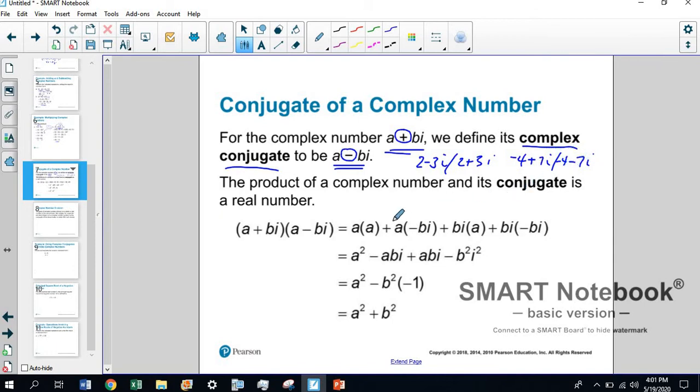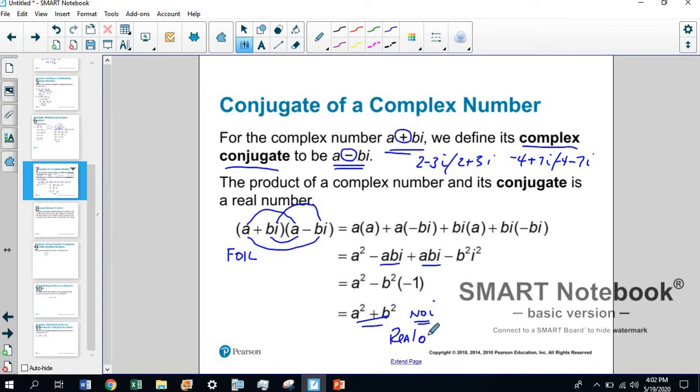That's all you do. Now look at what happens when you FOIL this out. If we FOIL this out, we get a times a, which is a squared. You get minus abi and plus abi, and then you get minus b squared i squared. Well, minus abi and plus abi gives you 0. i squared is negative 1, and so you get a squared plus b squared. There's no i, and so this becomes real only.